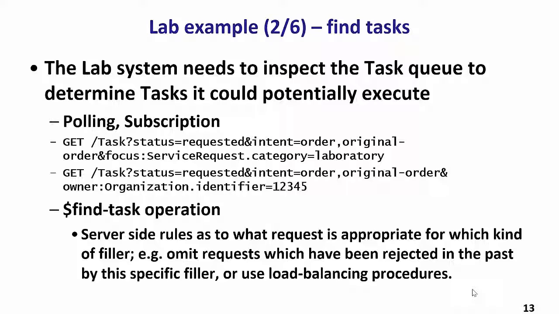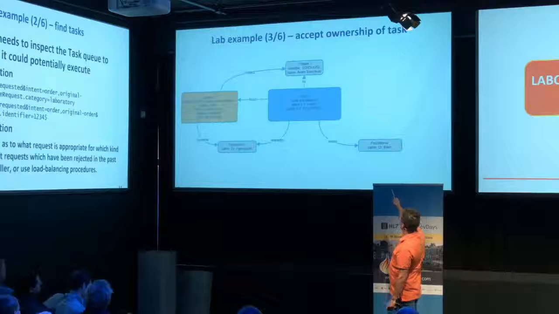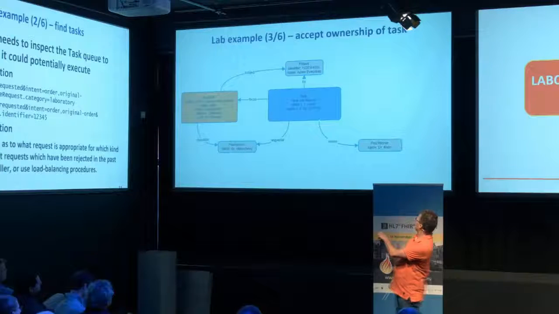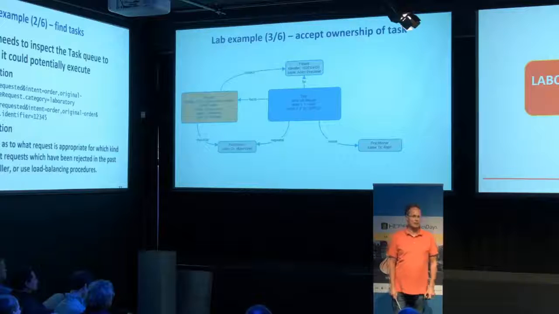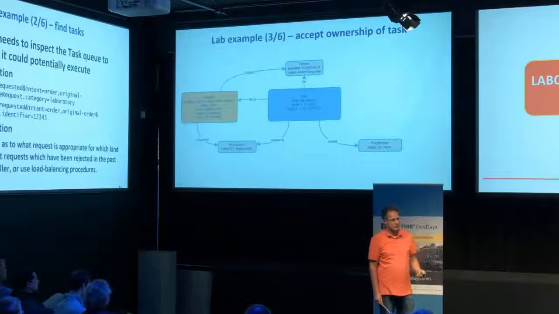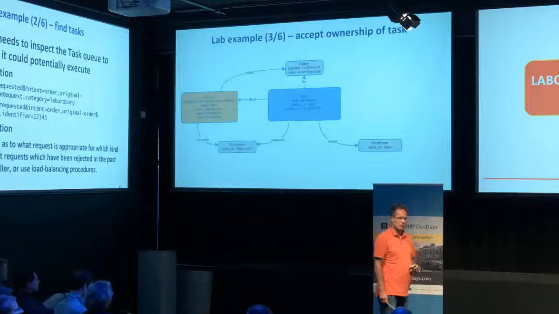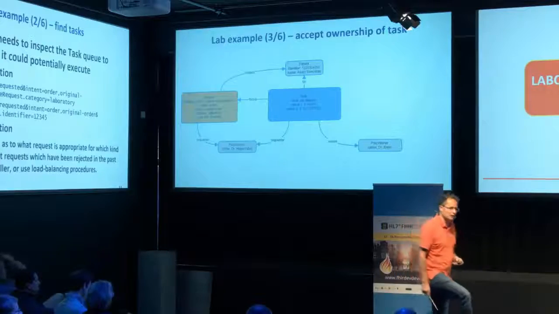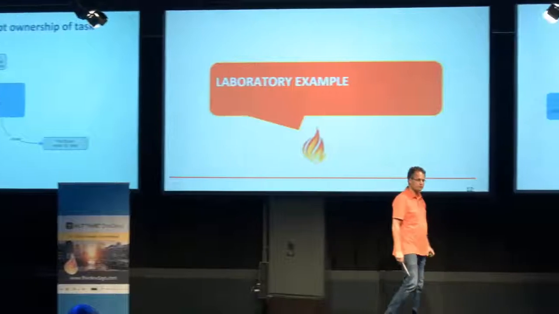Okay? Third step. The laboratory system, once they have found out that there is something that they can do, they accept ownership of the task. So now here we see that the task has an owner, which in this case is Dr. Klein. Because we are requesting a sodium test to be done for patient Adam Everyman. That's our scenario. And now Dr. Klein in the laboratory is assuming ownership for that particular task. Which brings us to step number 4.